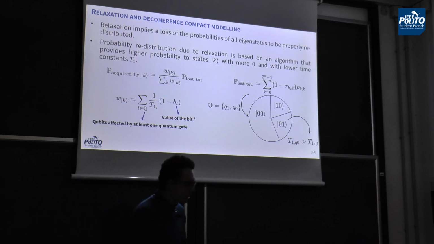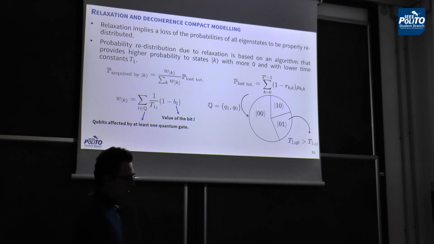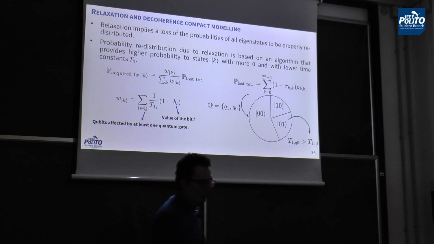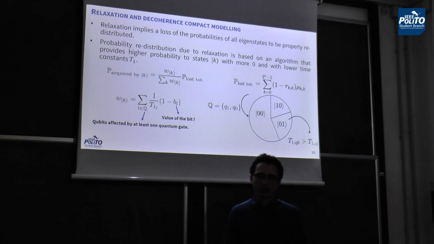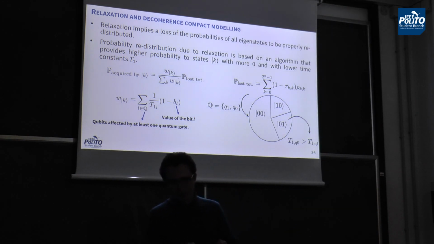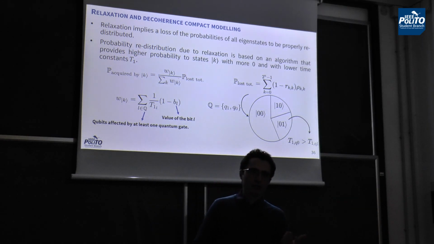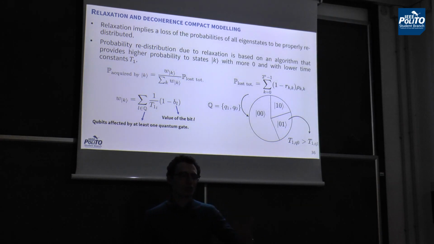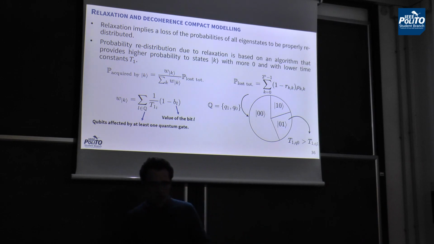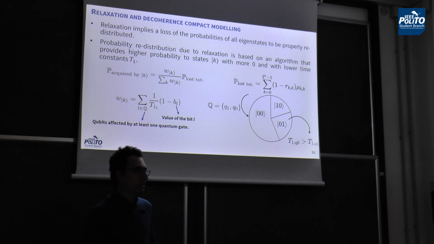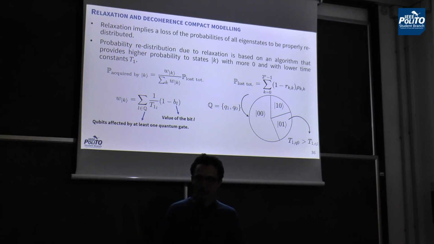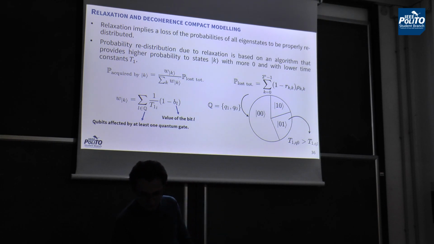Okay, and here there is the algorithm. I will be quite fast. The only thing important to say is that we developed an algorithm that provides a higher probability to states which have a higher number of zeros, since zeros are usually associated with the ground state of the qubit, and we provide a higher probability to states which have a lower relaxation time constant, since their transit must be lower.